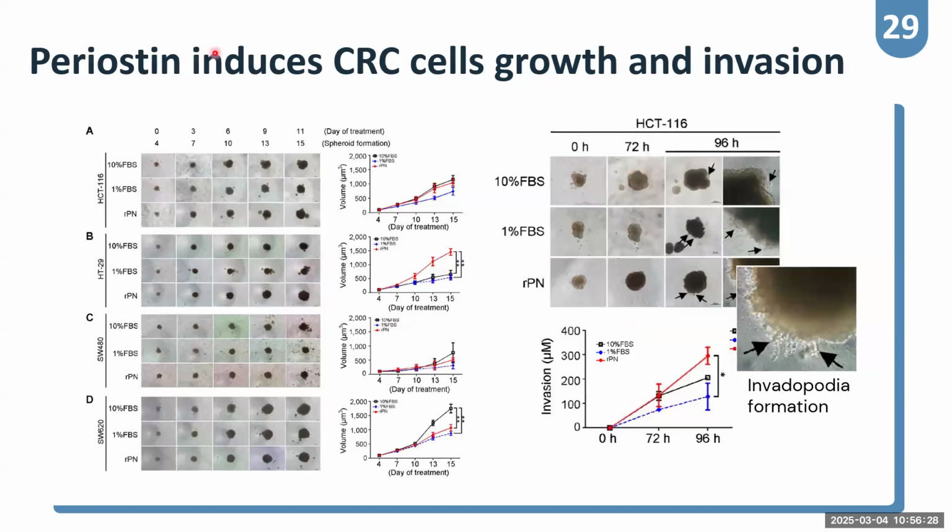Okay, in this paper, I try to show you that we studied CRC colon cells. We treated with periostin to induce cell growth and cell invasion. And you see that when we treat with periostin, a bigger cell size was observed, and also you will see pseudopodia formation growing from the spheroid out through the matrix gel. It means that periostin has a role to induce cell growth and invasion.